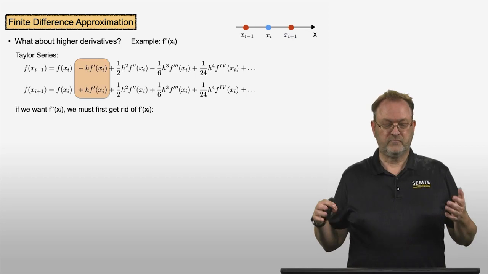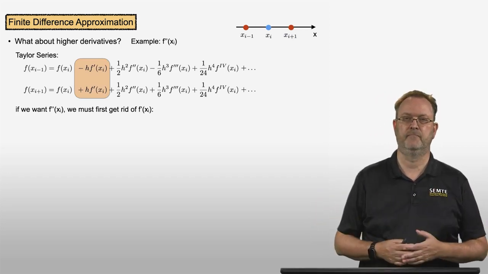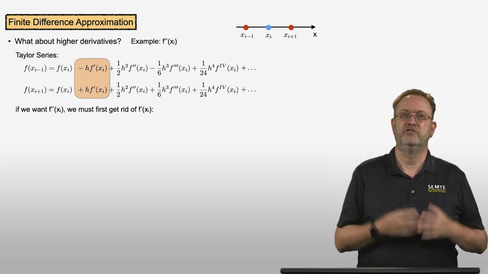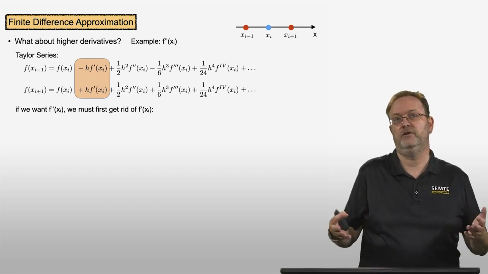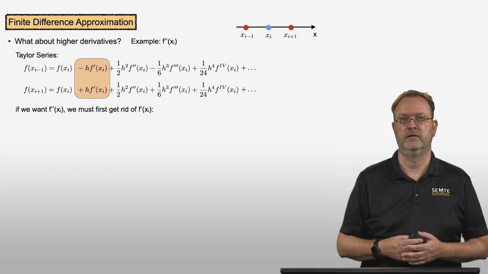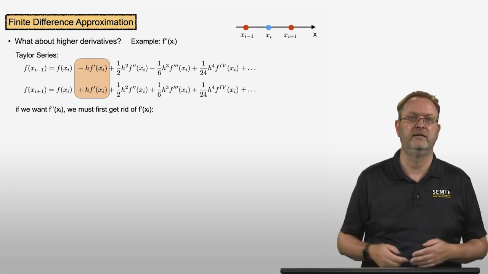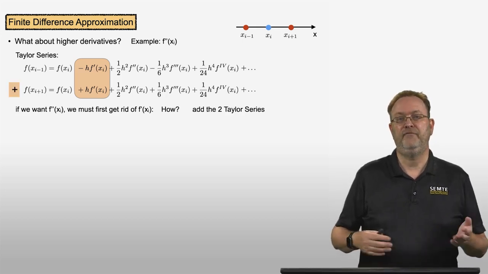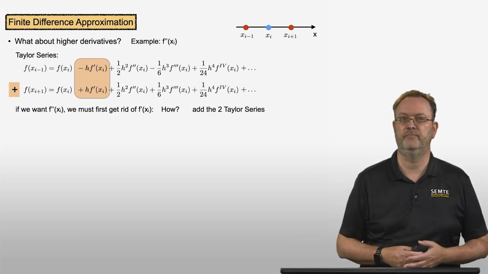Now, we want to calculate f double prime. And we don't know f prime, right? So we have to get rid somehow of the f prime term, because the only thing we know are the function values at those points. We don't know f prime, so we have to eliminate these f prime terms. How? By finding a combination of these two Taylor series to get rid of the f prime term.